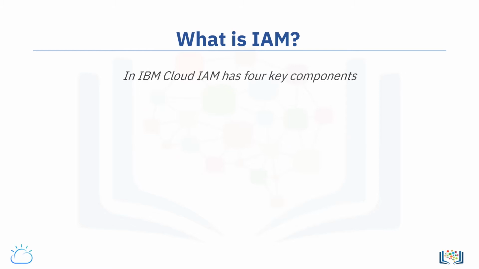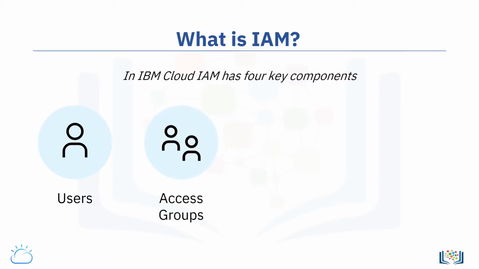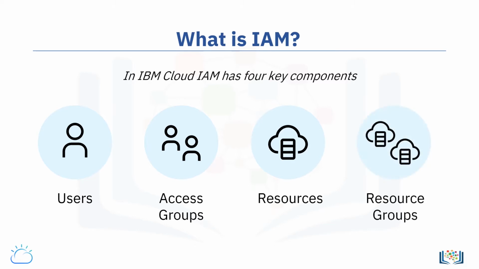In IBM Cloud, IAM is comprised of 4 concepts. Users, these are the people that log in and use the account. Access groups, this is a way of grouping users together. Resources, a provisioned service offering selected from the catalog. And resource groups, a way of grouping resources together.